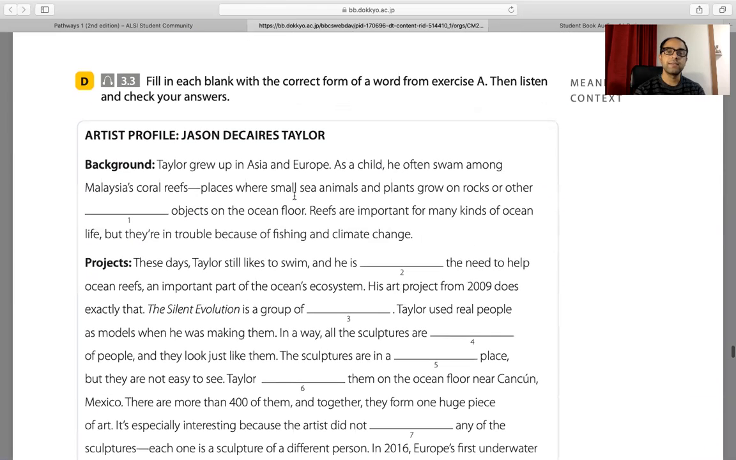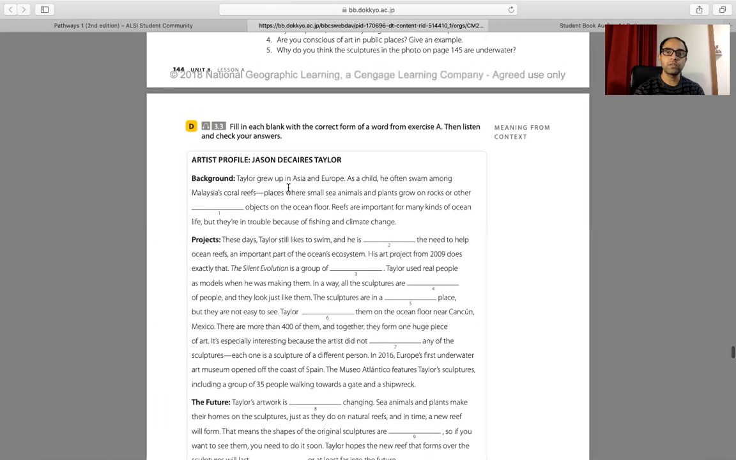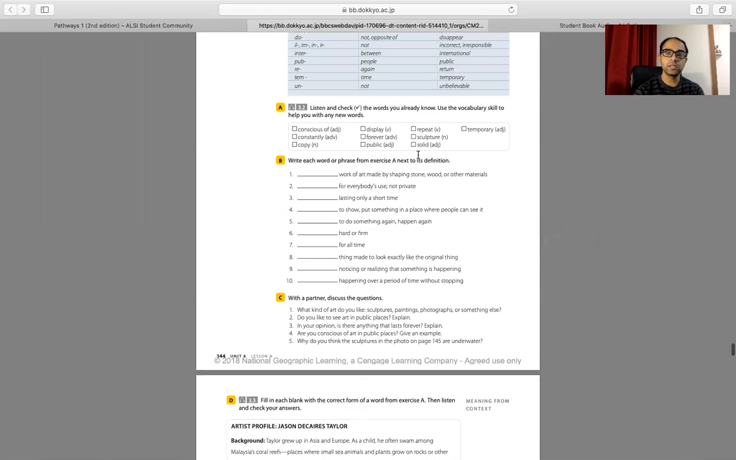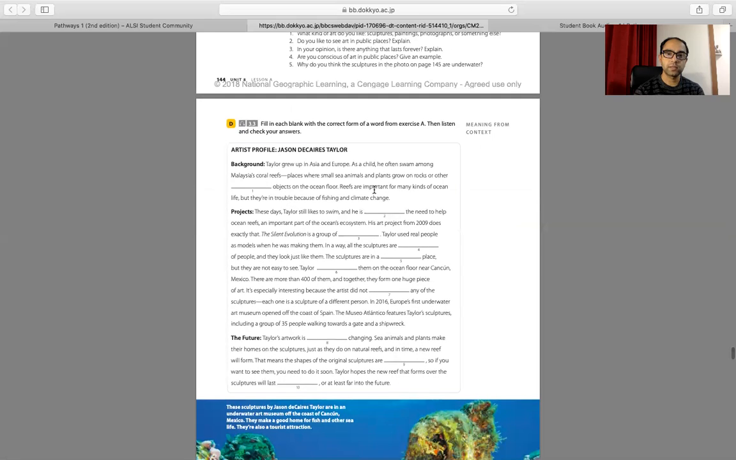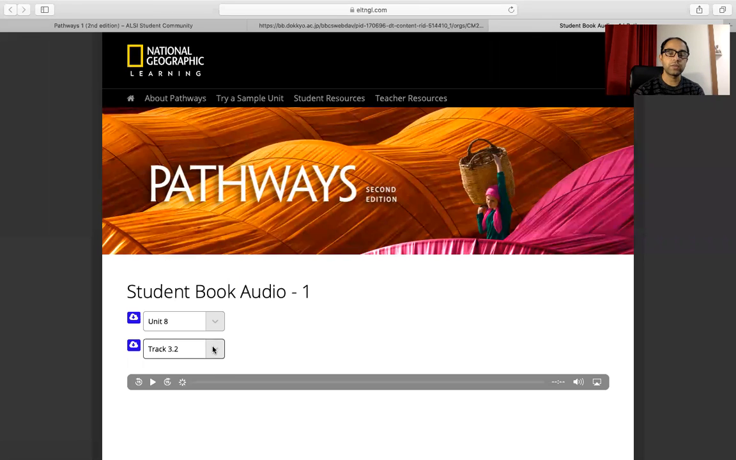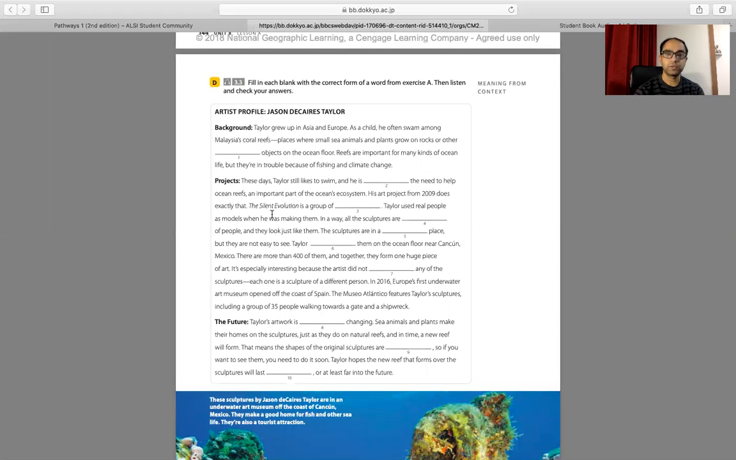Next part is fill in the blank with the correct form of a word from exercise A. Then listen and check your answers. So first thing I want you to do is choose the correct words from exercise A, these 10 words, and fill in the blanks. Okay, you have 10 spaces to fill in. After you fill in, stop the video now. First, write down the words. Then when you finish writing, go to my doc and try to find 3.3. Okay, track 3.3 and check your answers.